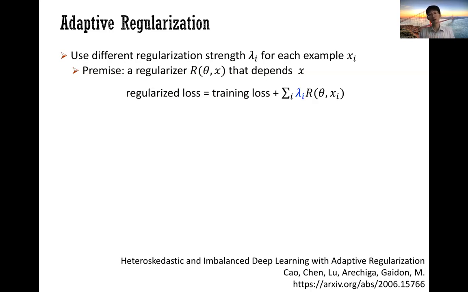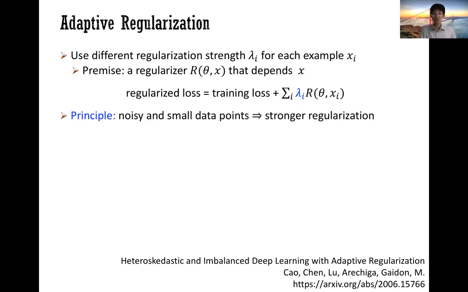Your regularized loss will be the training loss plus a sum of lambda_i times r(theta, x_i). And what are these adaptive data-dependent regularizers? I'm going to introduce one, which we are going to use in this talk. In the next slide, I'm going to introduce one choice of this data-dependent regularizer.